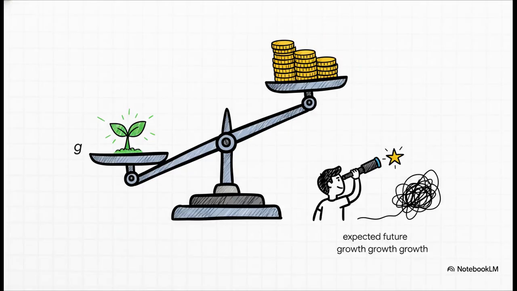But you can't just plug in any numbers you want. These models have rules, and the most important one is this. For the math to work out in the long run, the company's growth rate has to be less than the investor's required return. And always remember, this is all about looking forward. The past is a guide, sure, but what really matters is the expected future growth.